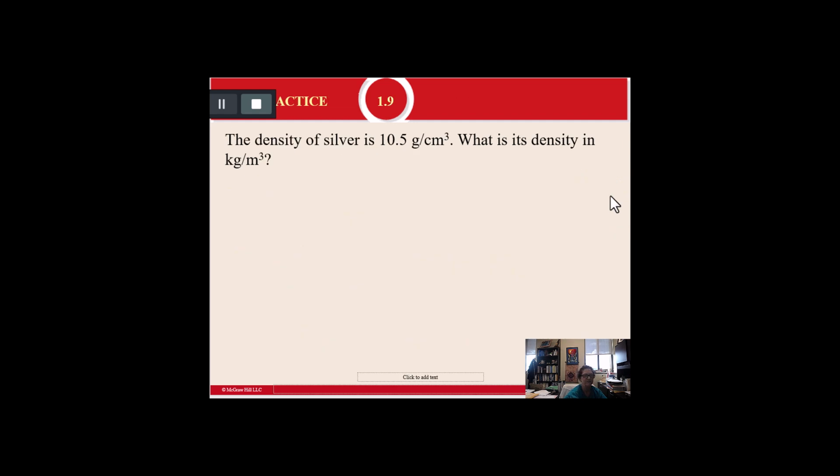Here's one for you to try, to see if you can figure out the cubic centimeters to cubic meters. And in this one, you're also changing grams to kilograms. So do one at a time. I do the grams to kilograms first, and then you can do the cubic centimeters to meters cubed. All right, that's it for Chapter 1.